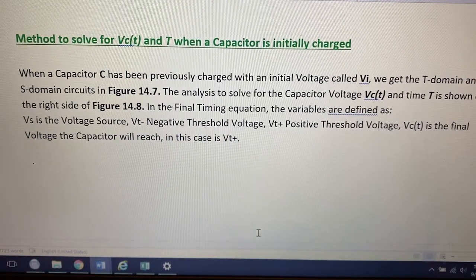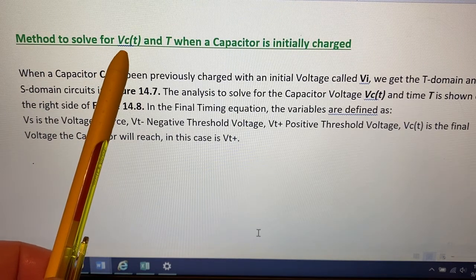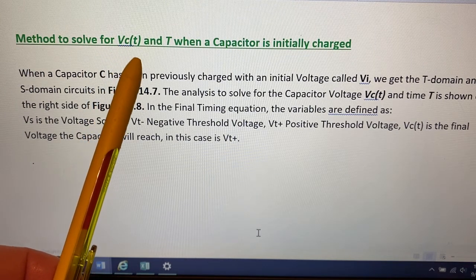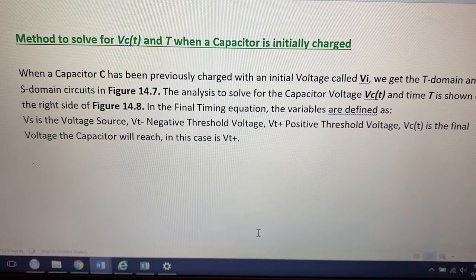Okay, and we are going to continue with timing circuits, circuitos de tiempo. In timing circuits, now we have a case where we have to determine the method to solve for the capacitor's voltage VCT and the timing T, the time T, when a capacitor is initially charged. That's a very common problem or issue that we have to solve in this type of circuits, and the equations are different.